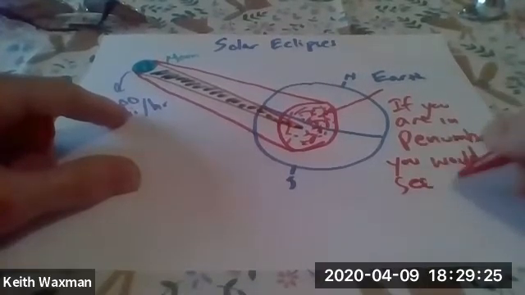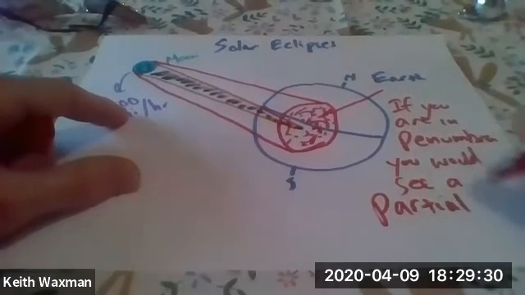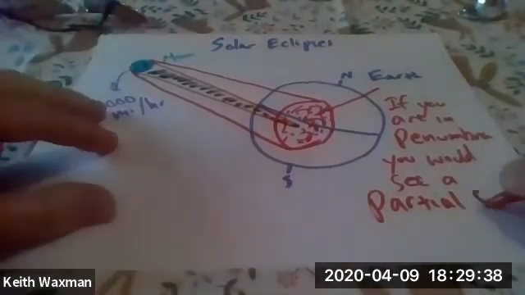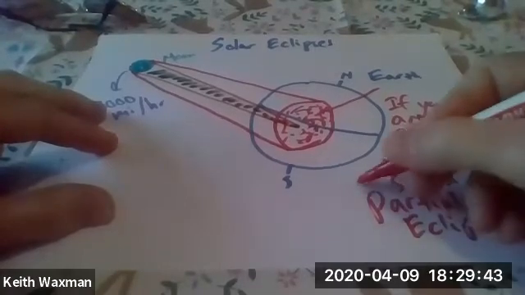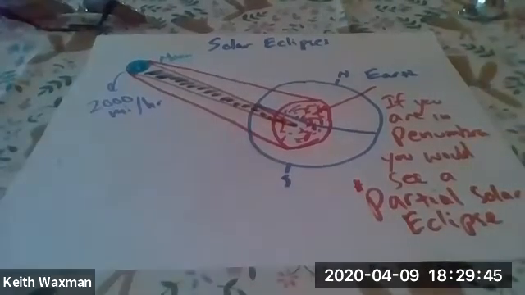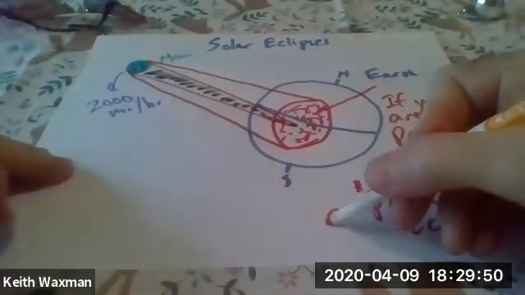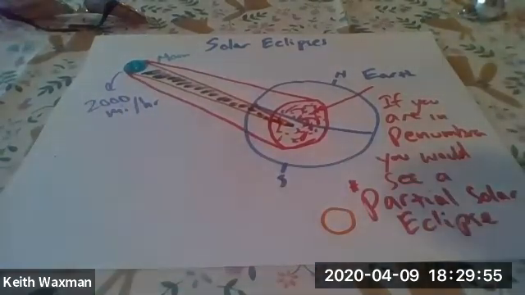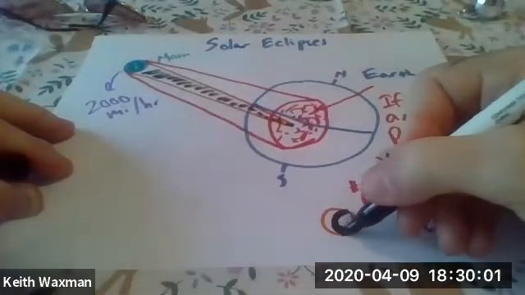you would see what is called a partial solar eclipse. Partial. And how is that going to look? Well, the sun is way off in that direction. Here's how it's going to look. You're going to have the sun, and you're going to have the moon. Well, you won't see the moon, but it's going to be something like this. The moon will be like right here.